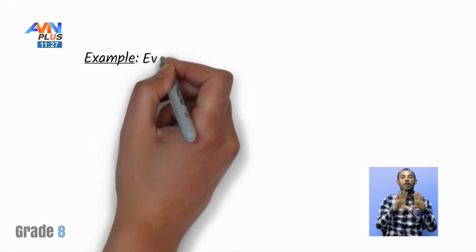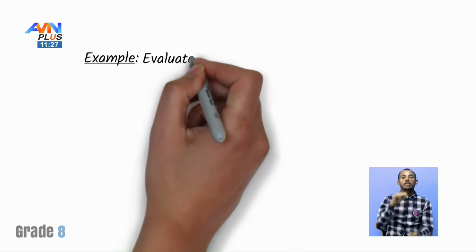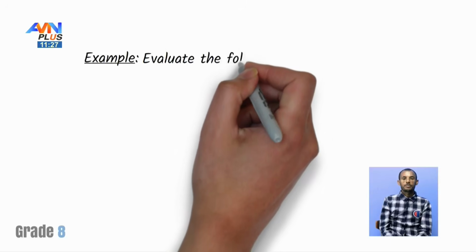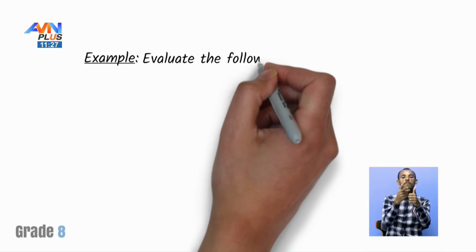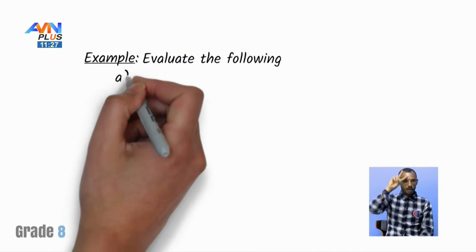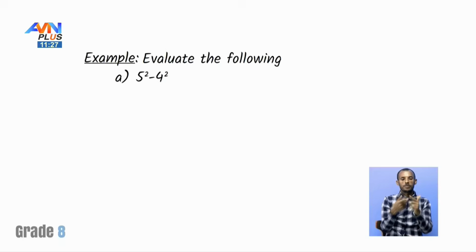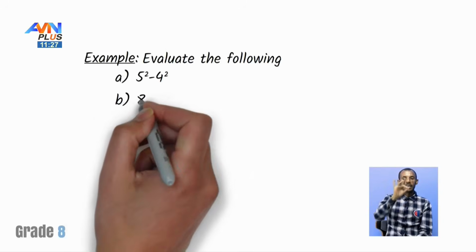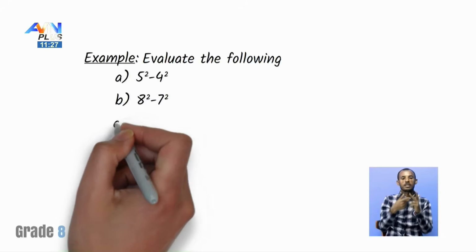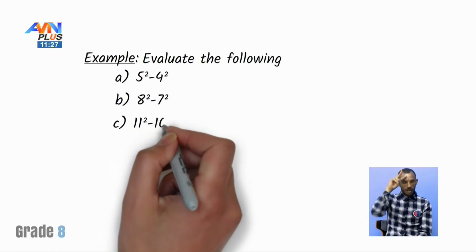Evaluate the following. The first one is 5 square minus 4 square. The second one is 8 square minus 7 square. The third, in C, 11 square minus 10 square.